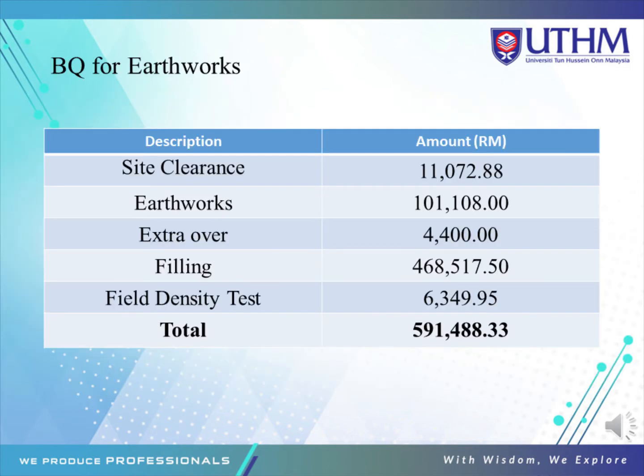So this is the BQ for the earthworks. The earthworks include the site clearance, earthworks, which is cut and fill works, extra over the cutting of hard material, fillings and compactions, and also the fill density tests. The total amount we need is around 600k ringgit Malaysia.